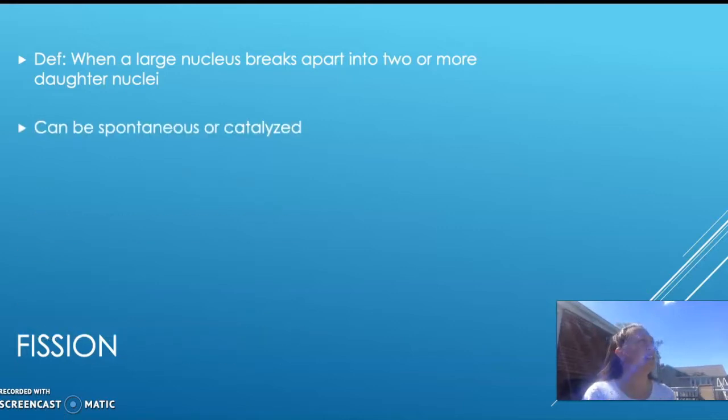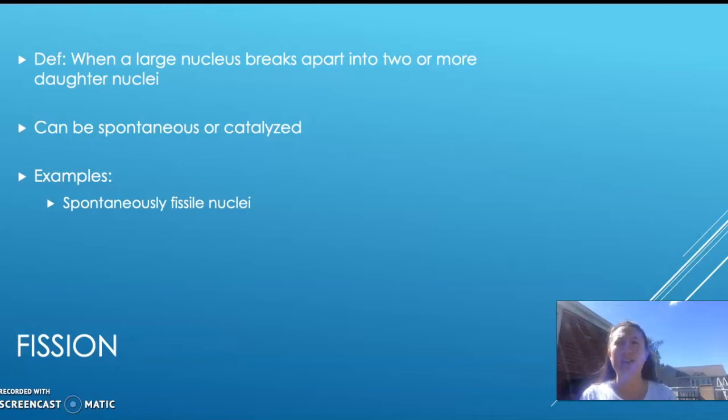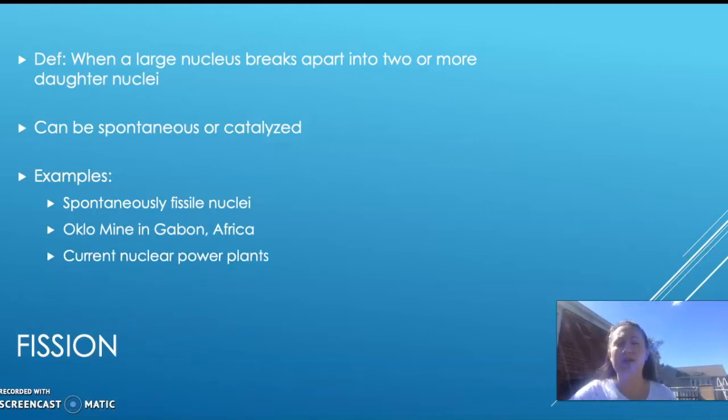Now, I said spontaneous. It turns out fission reactions can either be spontaneous, meaning they occur on their own, or catalyzed, meaning something starts that reaction. Some examples that we're going to go through today include spontaneously fissile nuclei, ones that are just big and unstable, so they split apart on their own, the Oklo mine in Gabon, Africa, and how current nuclear power plants work.